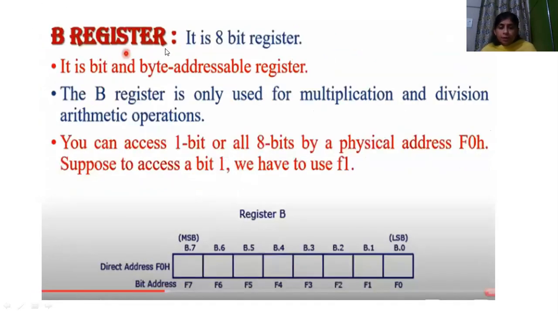B register, again it is an 8-bit register. It is like the accumulator register, bit and byte addressable. It is only used for multiplication and division arithmetic operations. So this is the basic difference between the accumulator register and the B register. Here the least significant bit is F0 and the most significant bit is F7.